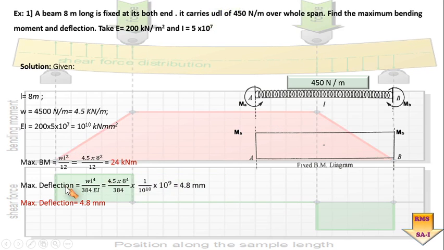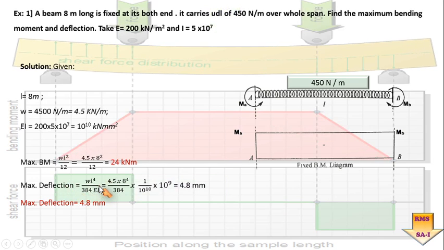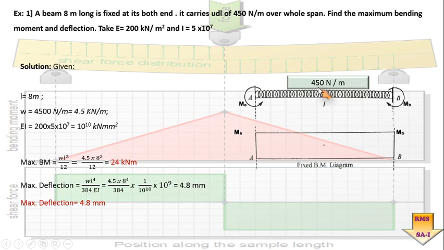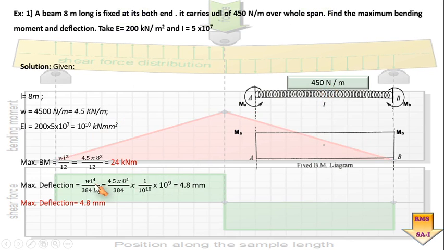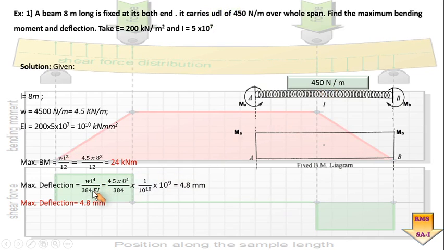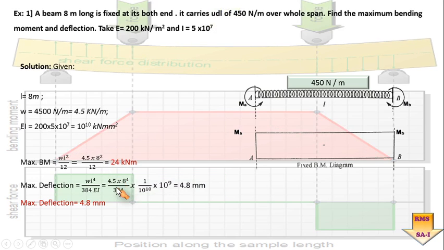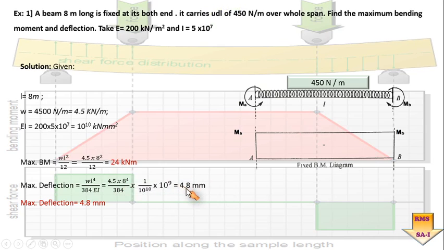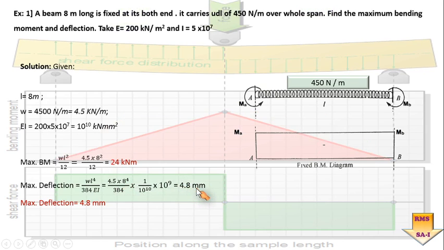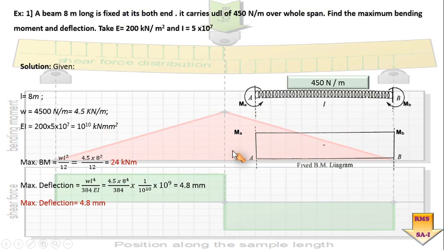Second thing we have to find out is the maximum deflection. While going through the standard cases, we have seen the maximum deflection occurring for this sort of beam. It was equal to WL raised to 4 by 384 EI. Putting all the given values into this equation, ultimately the maximum deflection came out to be equal to 4.8 millimeter. So this is the solution for this sort of problem.